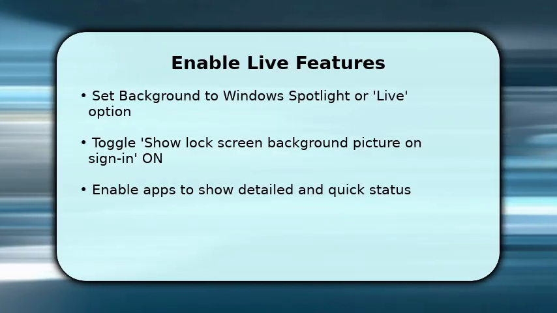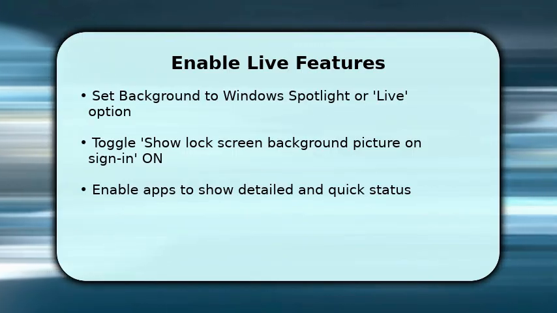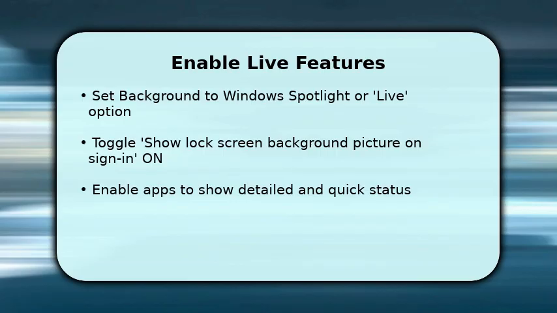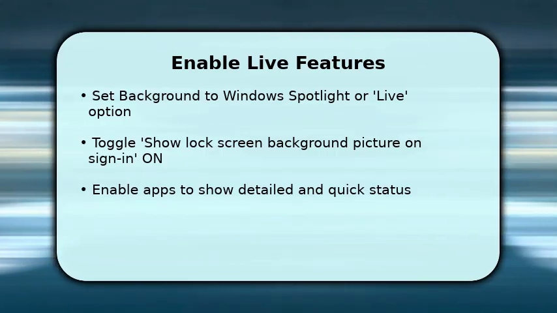Then, add apps under Lock Screen Status. Pick one detailed app and a few quick status apps so you get live info like calendar or weather. You do this because the lock screen needs permission to display app content and live updates in real time.